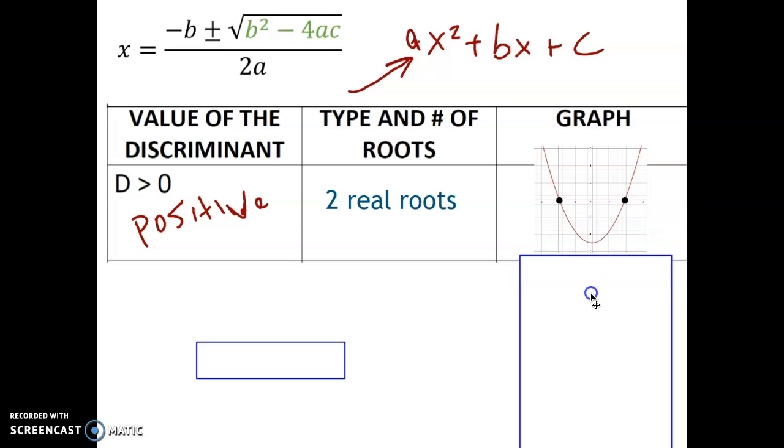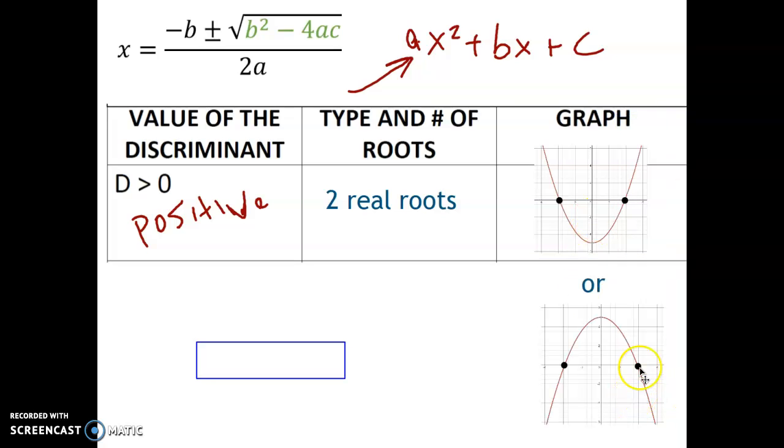So my graph might go this way. My graph might, in fact, open up. But what the discriminant tells me is that it's going to cross the x-axis 2 times, right? I have 2 real roots. If my roots are real, that means I should see x-intercepts. So I'm going to have 2 x-intercepts. It's also just as likely that my graph opens down. But again, I have 2 x-intercepts. I have 2 real roots. So the fact that this number is positive doesn't have anything to do with whether or not my graph opens up or down. What it tells me is that I have 2 x-intercepts.